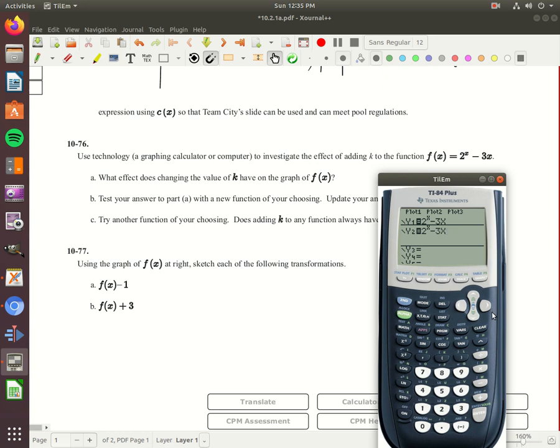And on this one, I'll change the k, right? This is going to be the k. I'll add 2 to it. So what we should see is that original line, that graph, but then it moves up 2.